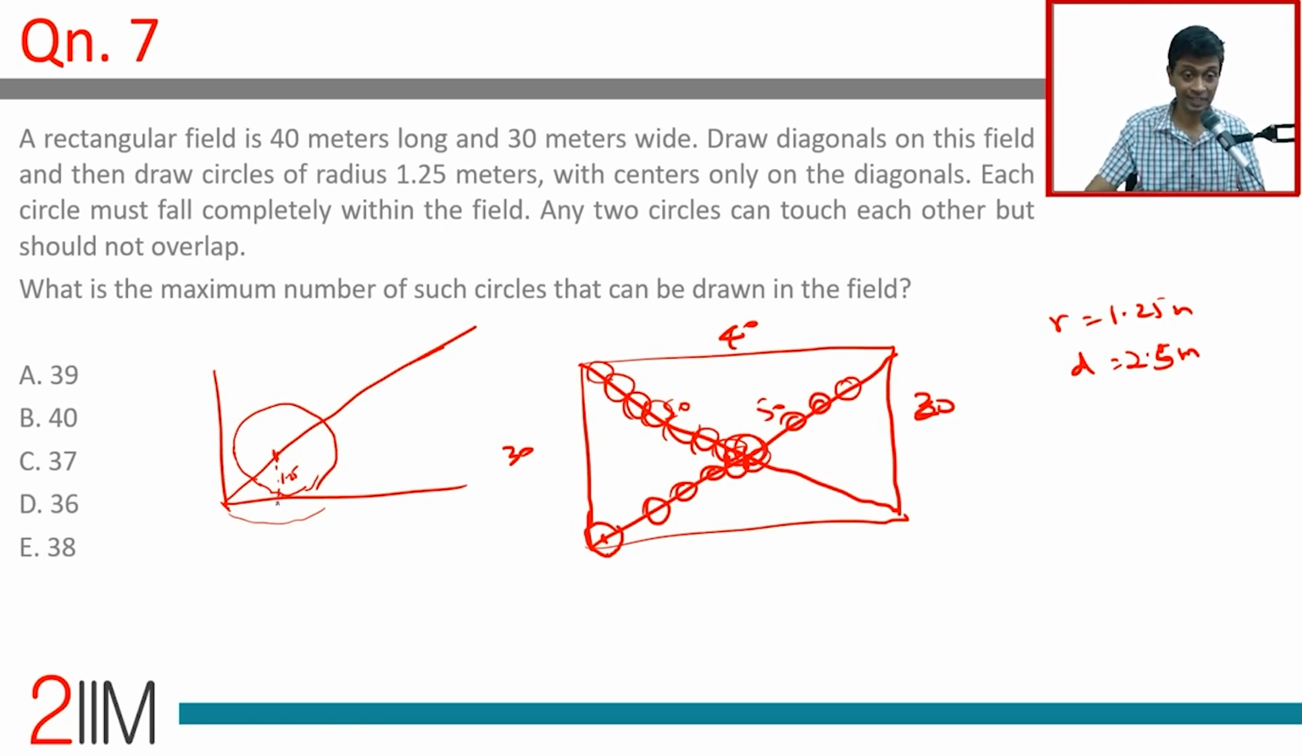And so this triangle is a 3:4:5 ratio. This is the 4 side. So we should take this 3 side as the critical length. There will be some wasted space here. This also won't be tangent. It's not a square. This is 1.25. This is 1.25 into 4 by 3. This is 1.25 into 5 by 3.